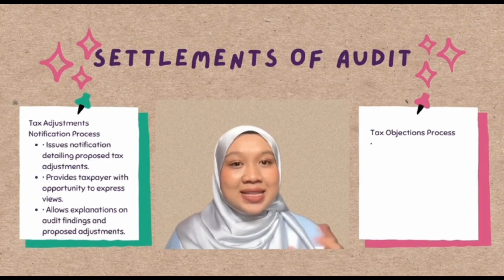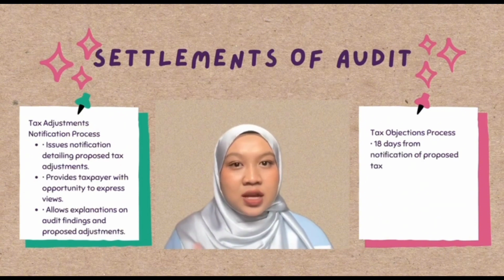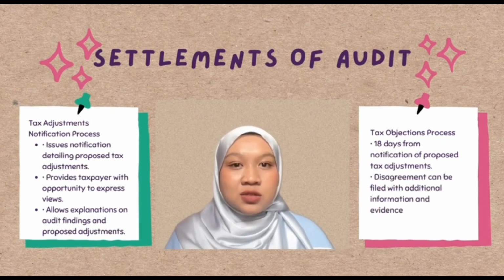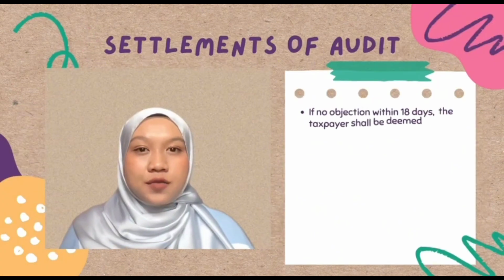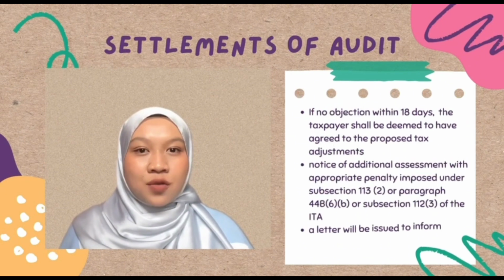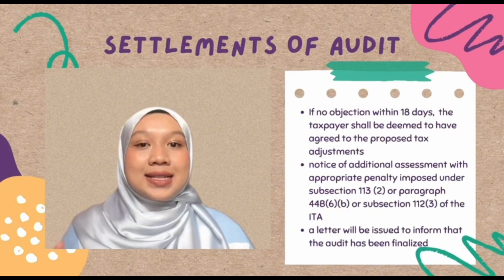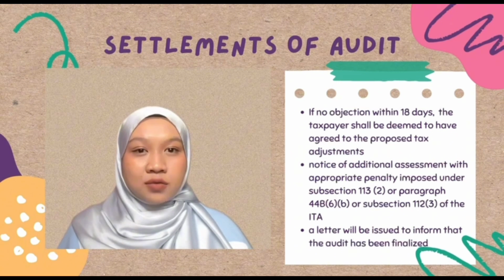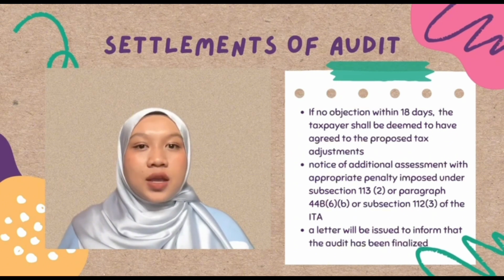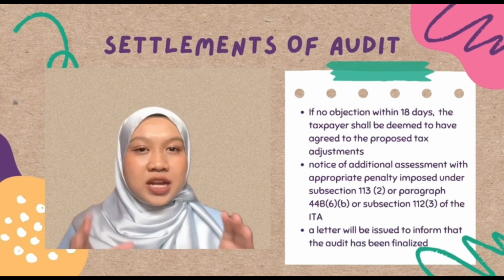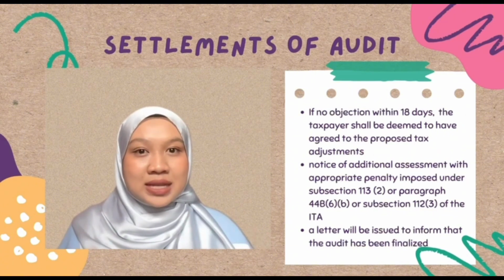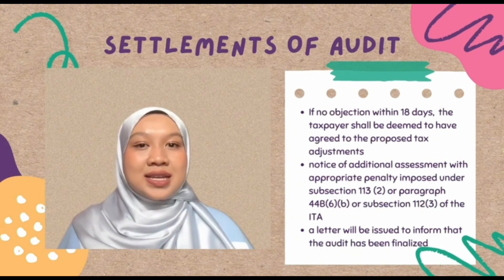The taxpayer has 18 days to file an official objection to proposed tax adjustment, providing additional information and evidence to support their objection. If no objection is made within 18 days of notifying proposed tax adjustments, the taxpayer agrees to the adjustment. If objections are found to be unfounded, the taxpayer is informed. If an adjustment is made, a notice of additional assessment with penalties or non-chargeability to tax is issued. If no adjustment is made, a letter informs that the audit is finalized.